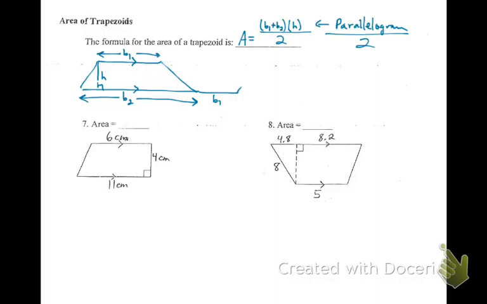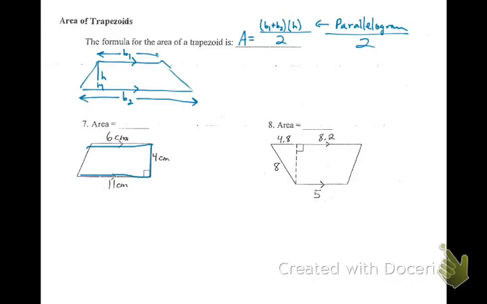But let me get rid of this because that's not necessary for solving these problems. You just have to know how to apply the formula. So I need to know both bases and the height. Remember, the height needs to be perpendicular to the bases, and in trapezoids, it'll be perpendicular to both. So in number 7, I have all those pieces of information. The first base is 6 centimeters, the second base is 11 centimeters, and the height is 4.